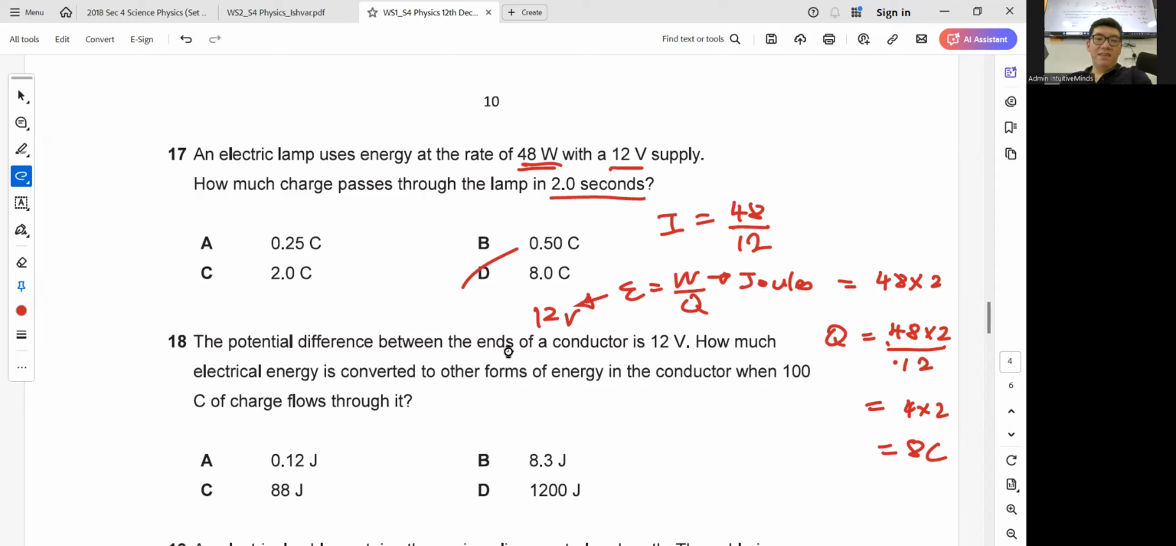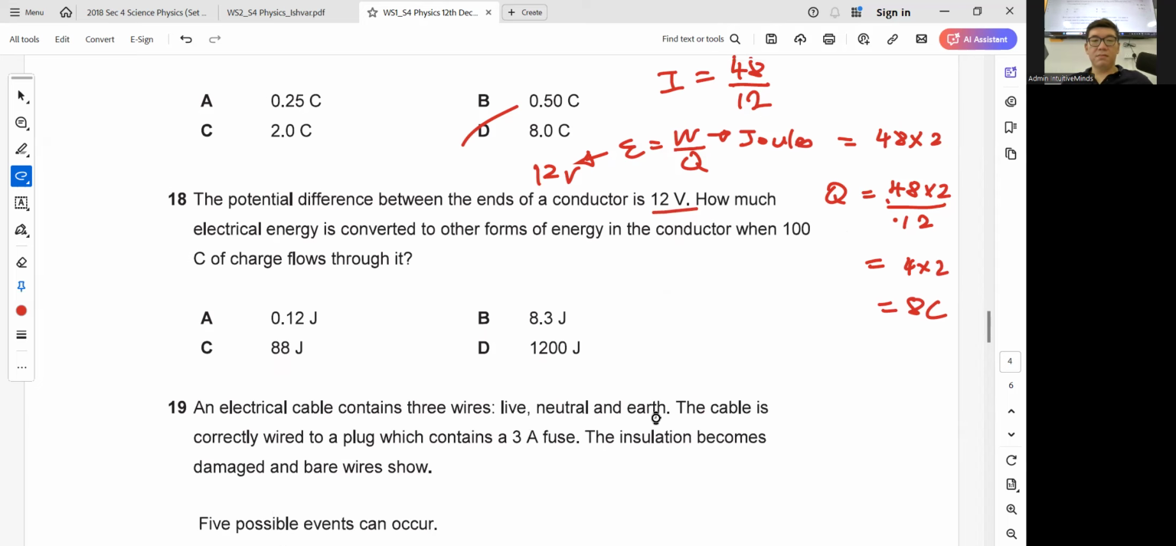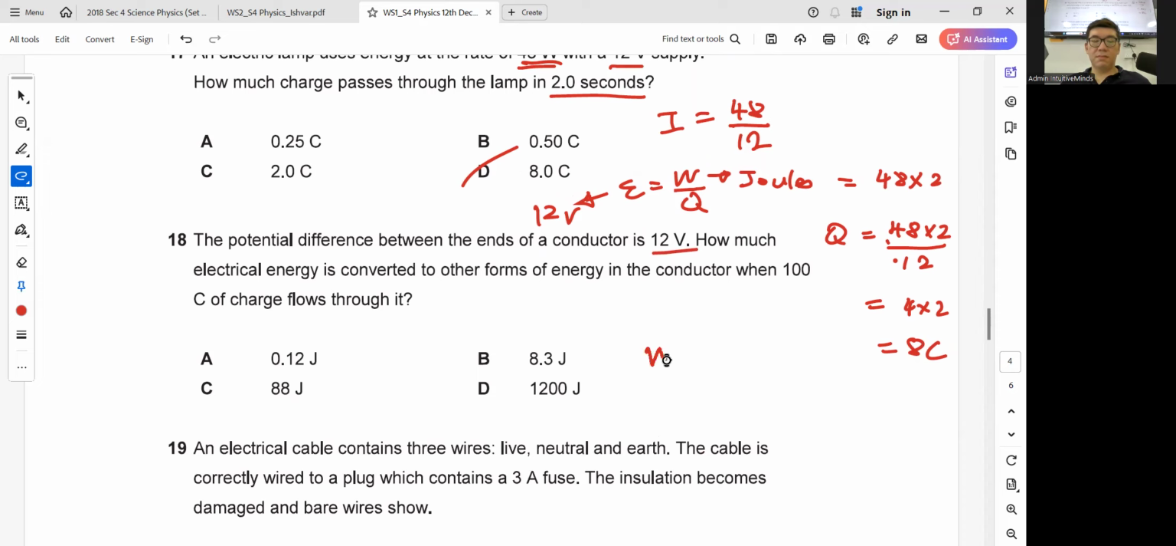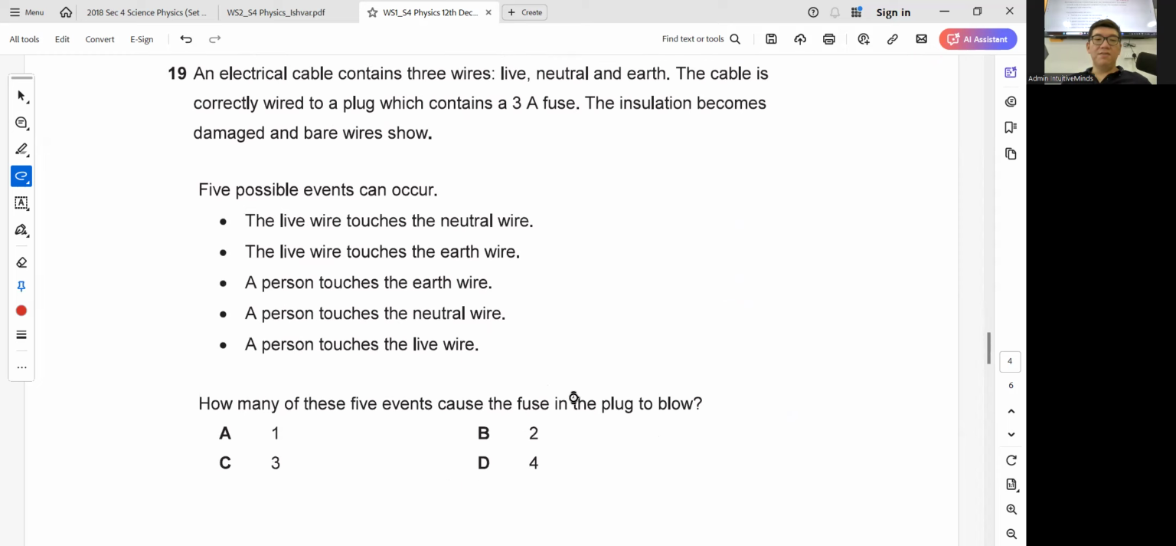What's next? This one, W equals Q E. Use this. Okay. 100 times 12. 1200 joules. Yes. Okay.